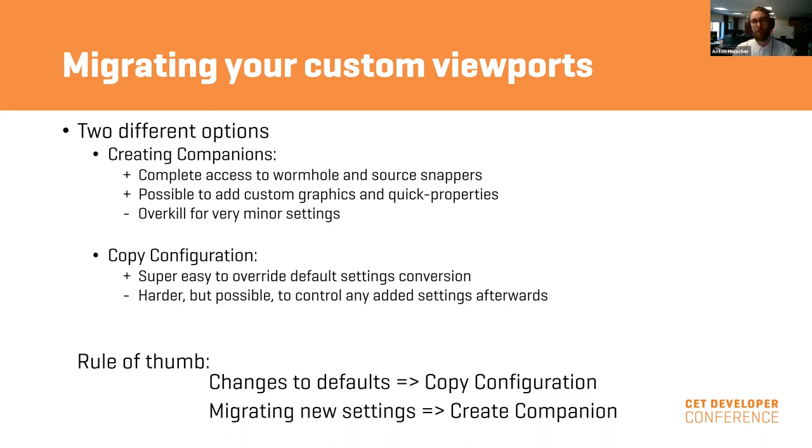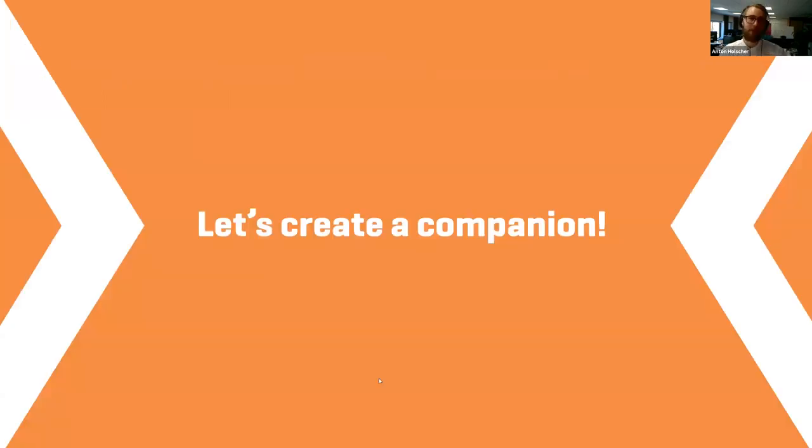So let's say you want to display how much the content in the drawing costs. If you used copy configuration, sure, you could copy over the data, but it would be very hard to display that data to the user in the end. So then I would recommend using a companion instead, because it has a means to display its custom graphics onto the view clip. Rule of thumb: if we change default stuff, you should use copy configuration. But if we migrate new stuff or want to display something specific, then you should use a companion. So let's create a companion.